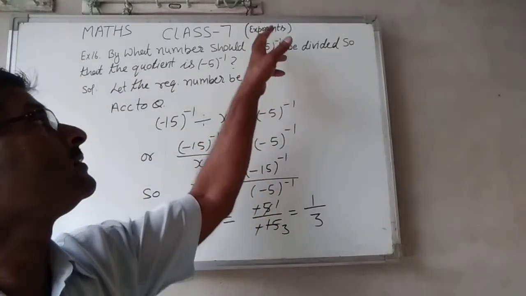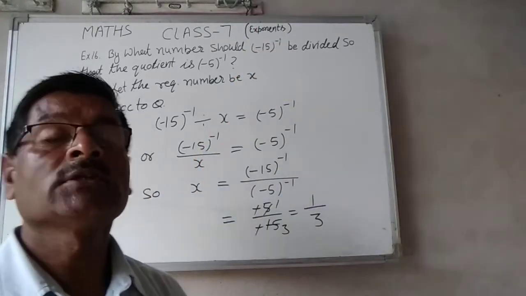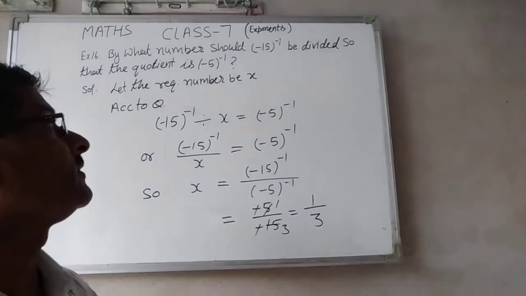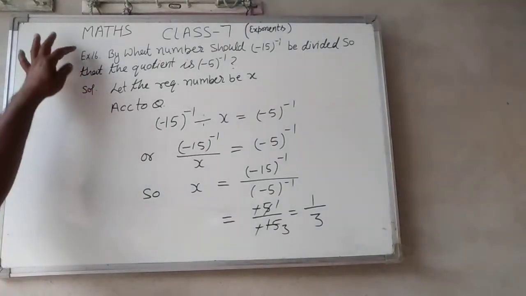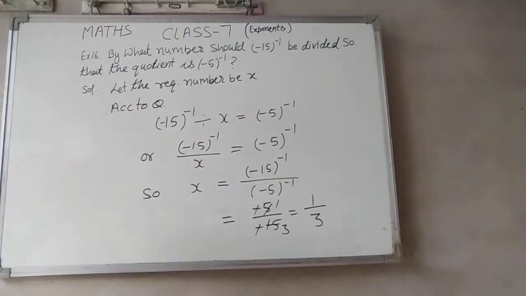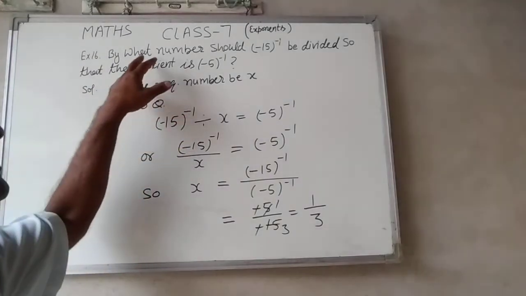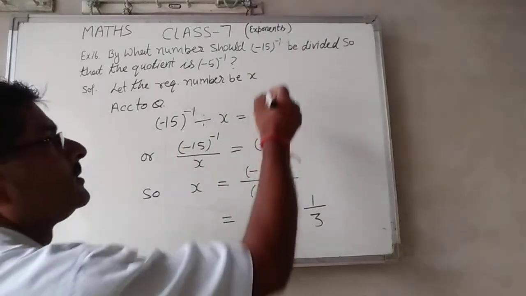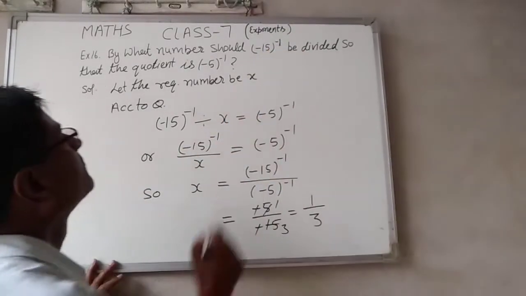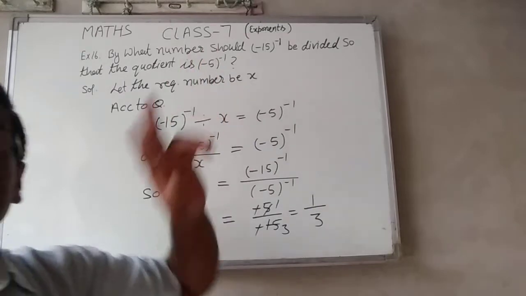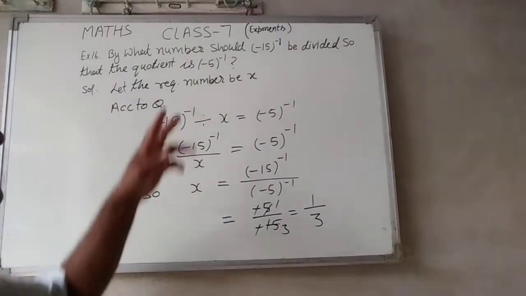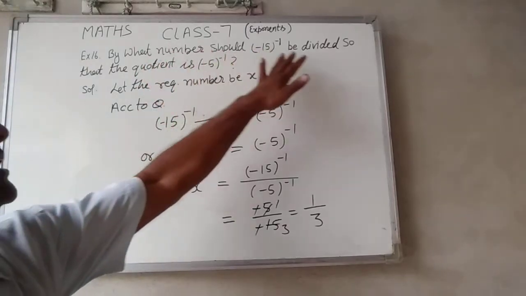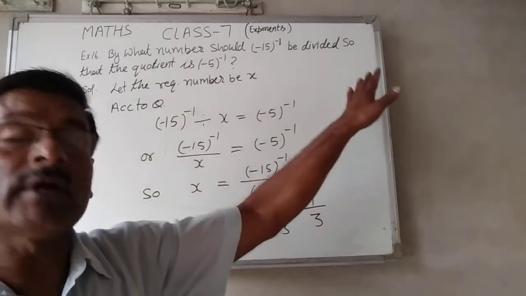Today we will learn some more examples of exponents, which are very important. This is example number 16 of your book, R.S. Agarwal. What number should minus 15 to the power minus 1 be divided by so that the quotient is this one? There are two types of questions: one is what number should be multiplied, and the other is what number should be divided.